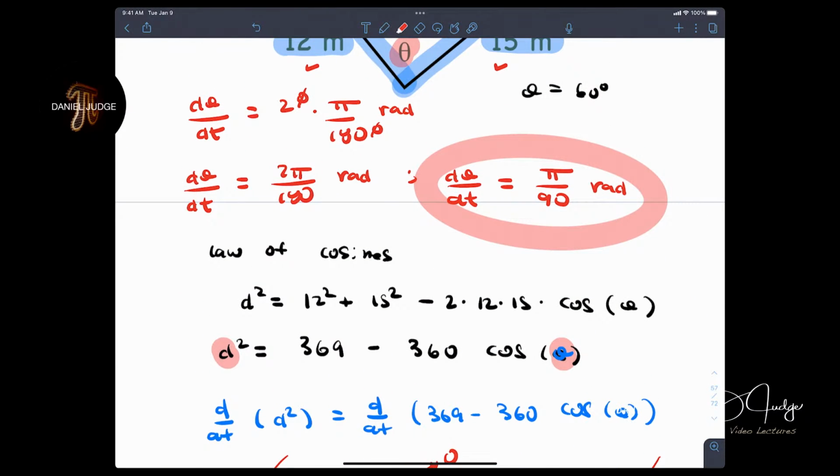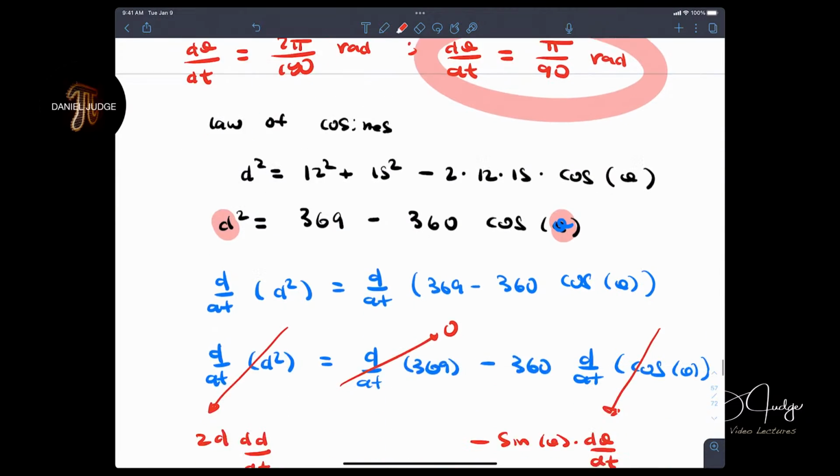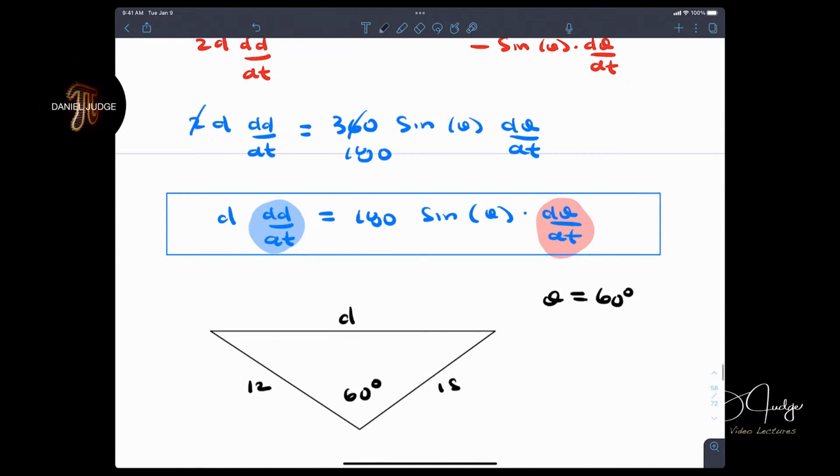It's pi over 90 radians. It's a real number, pi over 90. So this portion was given, pi over 90. So we know that value. And notice what we need. We don't know that d value. So you say, well, how do I get my d value?